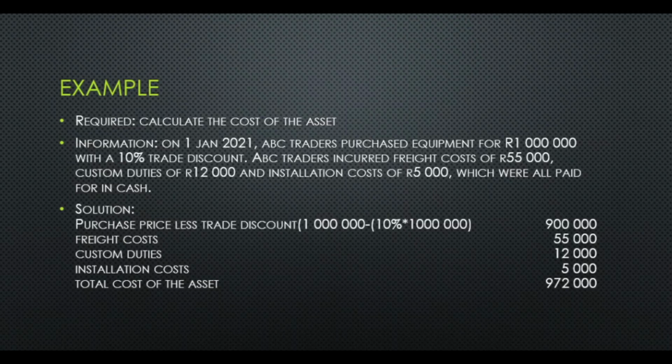And now our solution: we have the purchase price less our trade discount. How we're going to get that is 1 million less 10% of the 1 million, and that will give us 900,000. Another way you can do that is 1 million times 90%. And then we have freight costs that we need to add, custom duties, installation costs. All of that is added to the purchase price, and then the total cost of the asset is 972,000 rand.